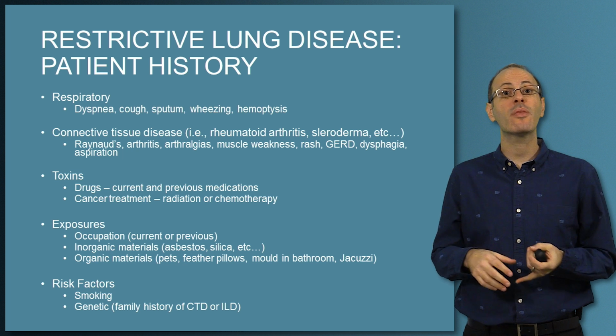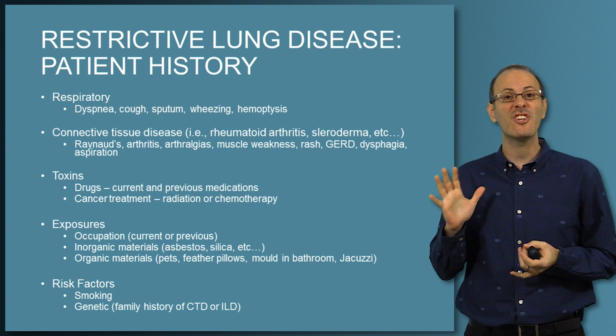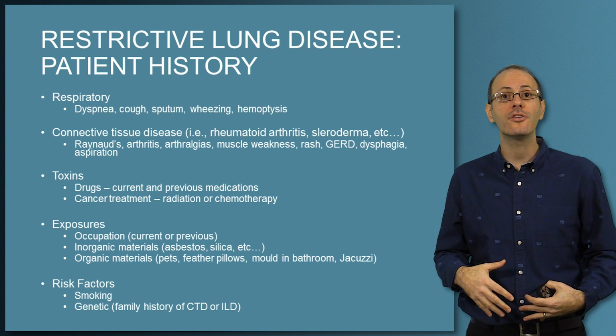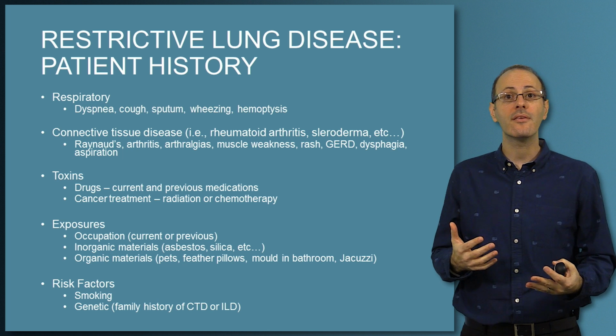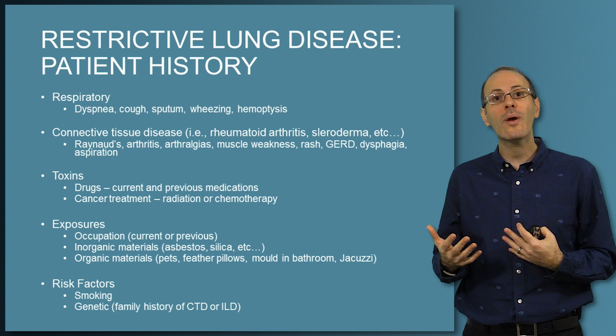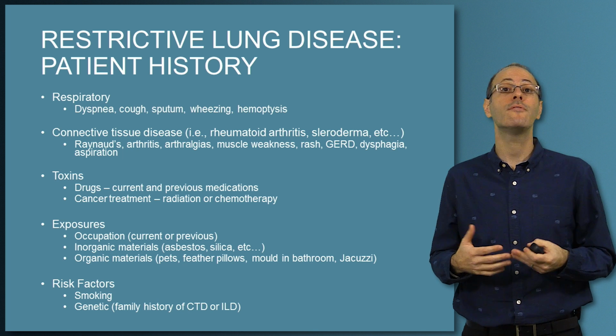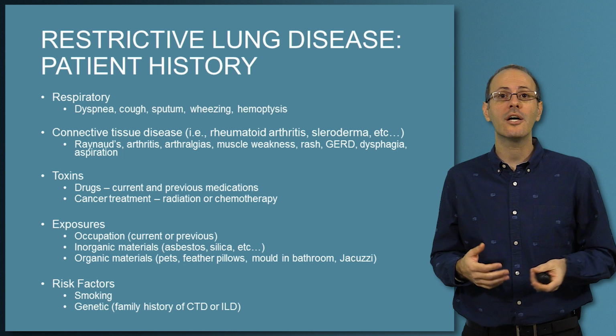So we ask about something called Raynaud's phenomenon, which is changes in the hands. We ask if they have arthritis or arthralgias in the joints, muscle weaknesses. We ask about skin rashes, and other findings that would suggest an underlying connective tissue disease or rheumatologic condition.